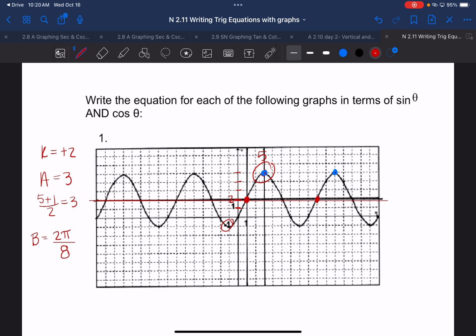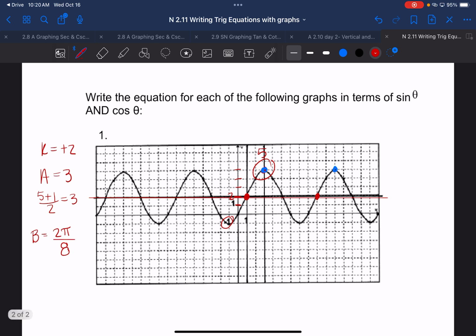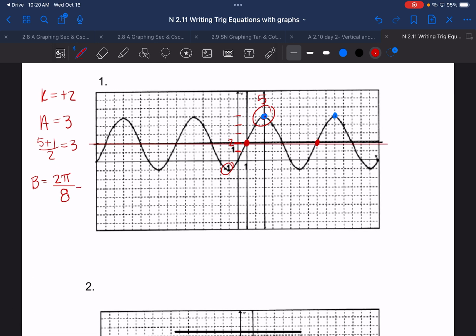So I need to simplify that, right? What would 2 pi over 8 simplify to? Pi, okay, so this would become pi fourths. So my b value is pi fourths. All right, so we found A, we found B, we found K. The only other thing we would need is H, right?